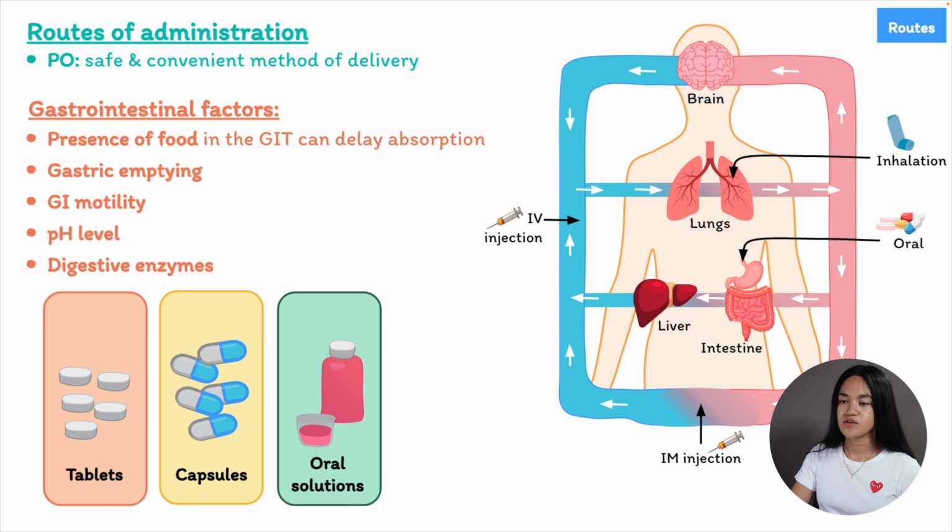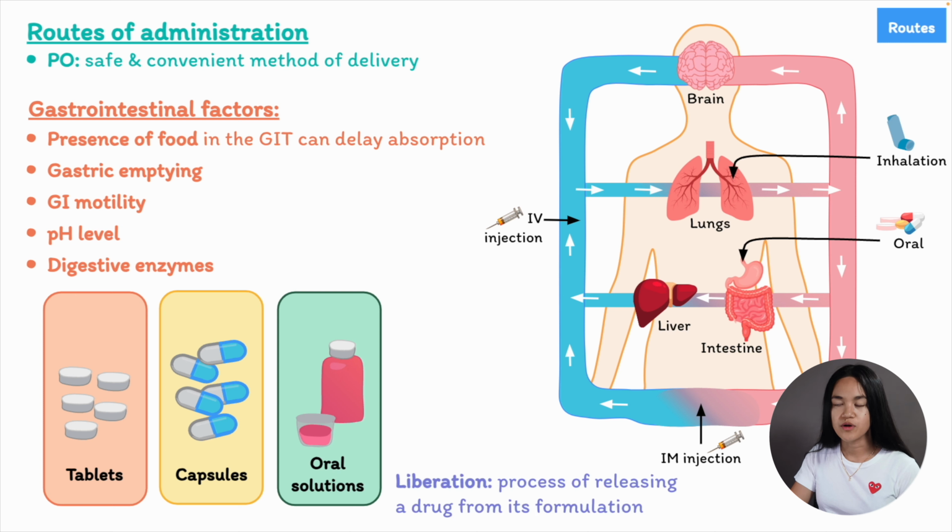So then another important parameter to consider is the formulation, which we briefly mentioned earlier. The process of releasing a drug from its formulation, whether it's tablet, capsule, or suspension, is called liberation. The formulation affects how quickly the drug dissolves in the GIT. So the formulation will influence the kinetics of absorption. There are also some formulations that are modified to delay absorption. For example, enteric-coated tablets have multiple layers and dissolve in the intestine instead of the stomach, protecting the drug until it reaches the desired site.